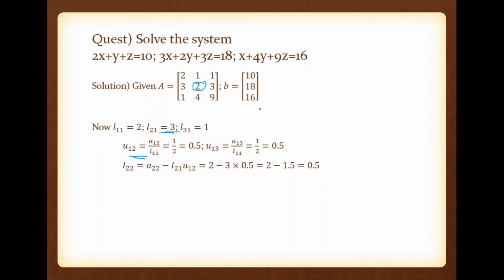Now similarly, what is L32? We are now finding the second column of L. So L32 is A32 minus L31 into U12. So L32 is equal to 4 minus 1 into 0.5. So 4 minus 0.5, that is 3.5. Okay.